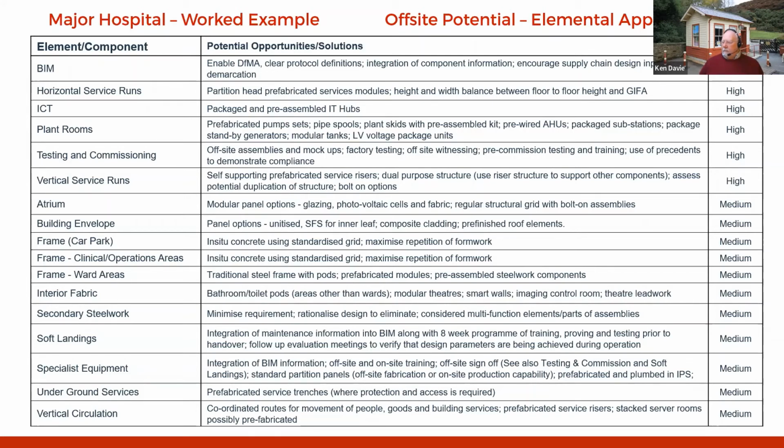So we analysed the building project as to what elements there were. We then set out to identify which ones would have the biggest benefit, the most opportunity, perhaps in reducing costs, reducing time, improving quality, eliminating legacy issues. And then we sat down and looked at what the actual potential solutions are. And then the team started to look at these various things. So one of the biggest things was the horizontal service runs.